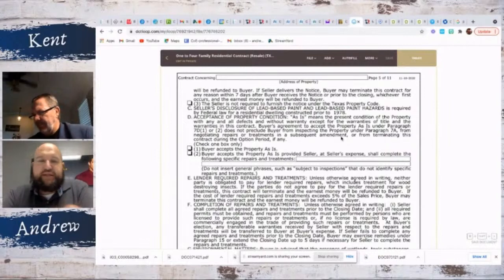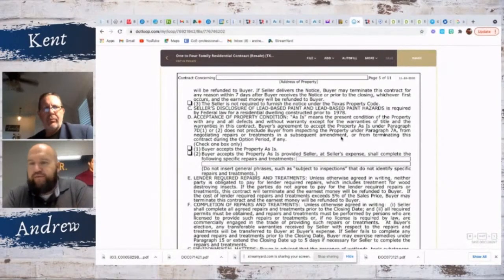You can't put in things like "lender required repairs" or "any items as shown on inspection report." It has to be "fix the broken window on the bottom floor." It has to be "replace dishwasher." It has to be extremely, extremely, extremely specific items.